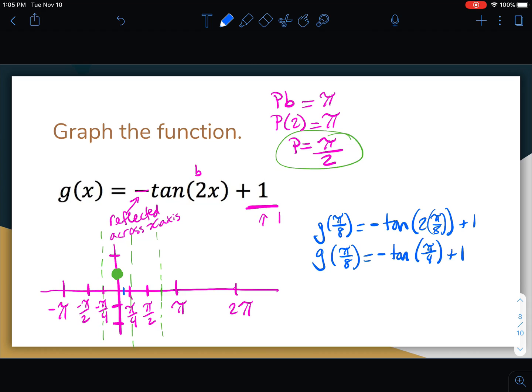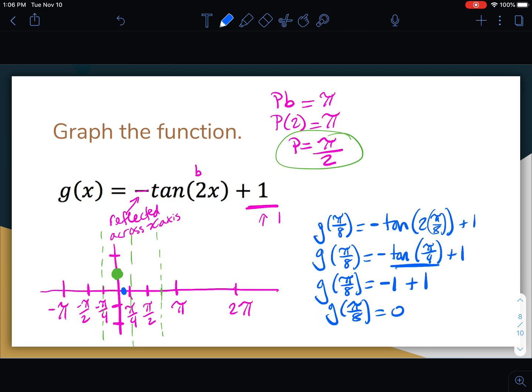Now 2 times 1/8 is a 4th. So if you were getting a little anxious with the fractions, this is actually now a very nice fraction. This is 1, which is negative 1 here, plus 1. G of pi over 8 is 0. So look what happens here.